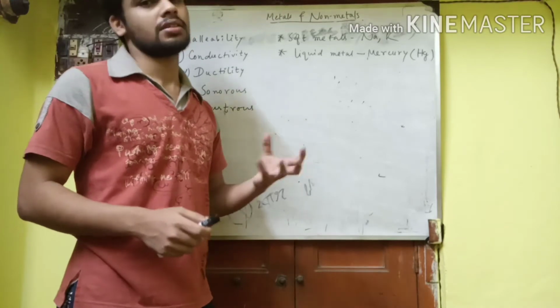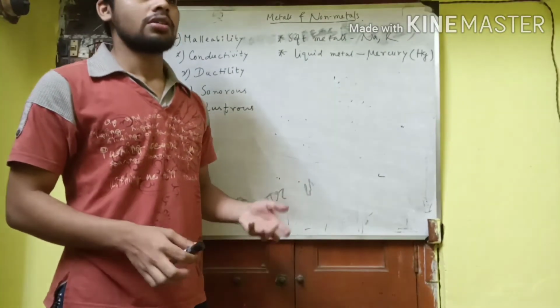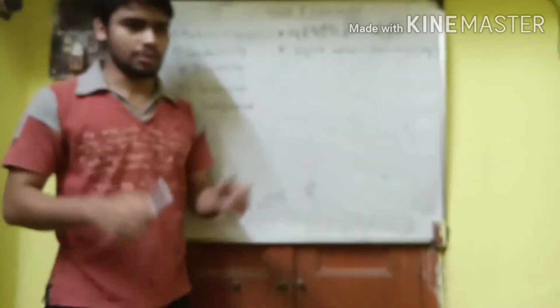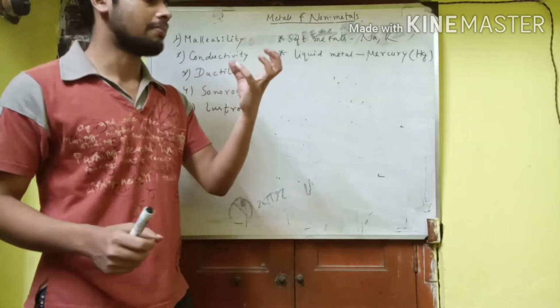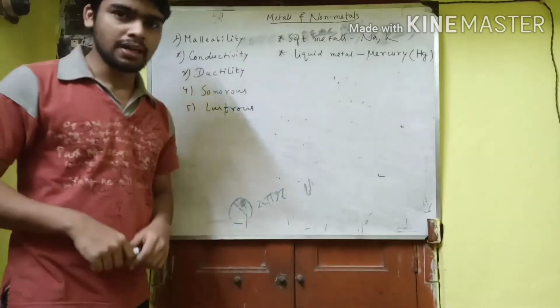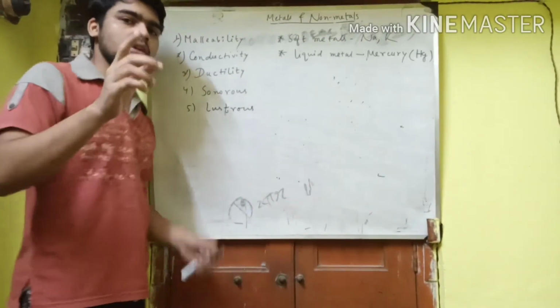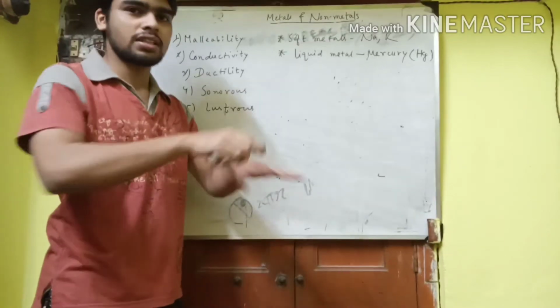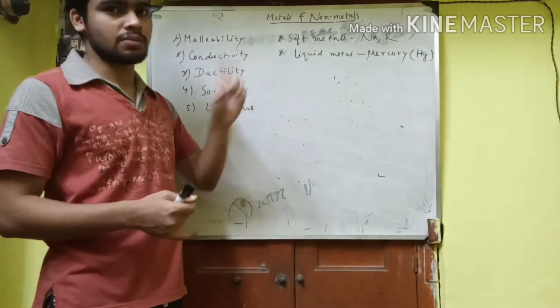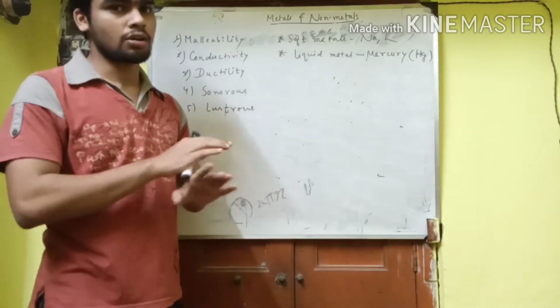The element in coal is nothing but carbon. So if you beat a piece of coal, what will you see? Is the coal malleable? Can you beat the coal into a thin sheet? No. So this is the proof of the first property, that non-metals are not malleable.